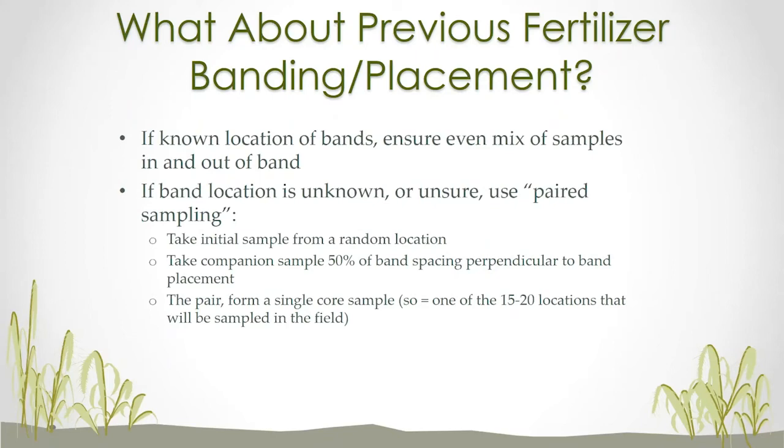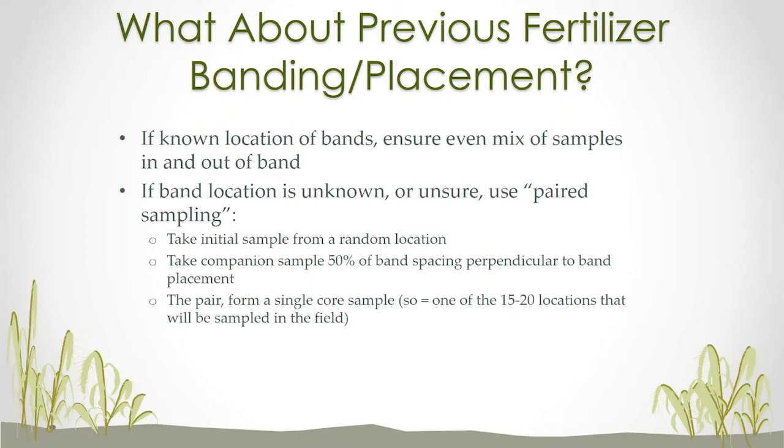But a lot of times we'll come into a situation where we don't know exactly where the bands were. It's not obvious to us. We're not really sure. Then we can do what we call paired sampling, paired random sampling, where we come in and we take an initial random location and we take a physical sample. But then we take a pair sample with that, where we take a companion sample that's 50% of the band spacing away from that first location, but perpendicular to the placement of the bands.